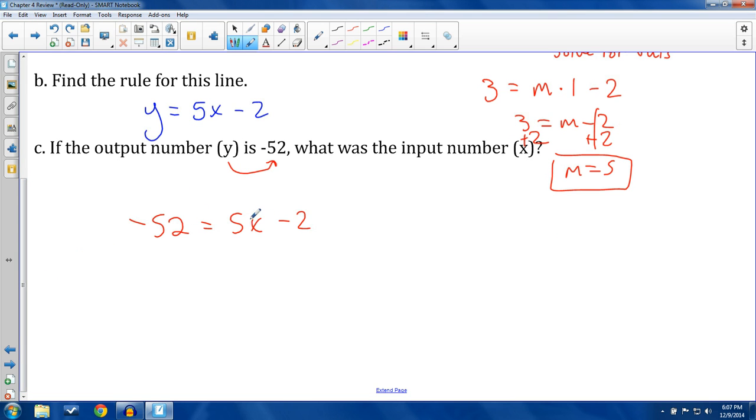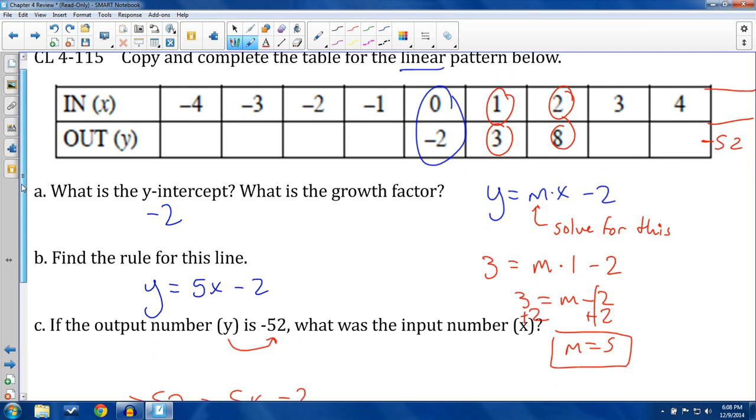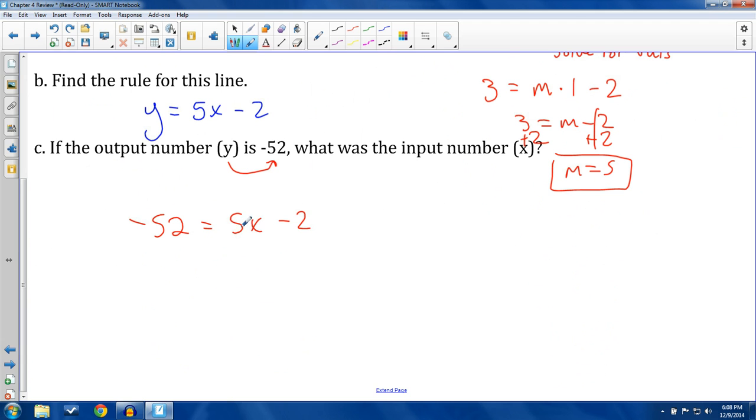Let's figure out what our input number was. Basically, in this table, if I extended this just a little more, somewhere there's a -52. What was this x value right here? So you have to keep adding 5 to get that number. Or, what if we did keep adding 5? Oh, -52, I'm sorry. Anyway, we have to keep subtracting 5. Or you can just solve for x.